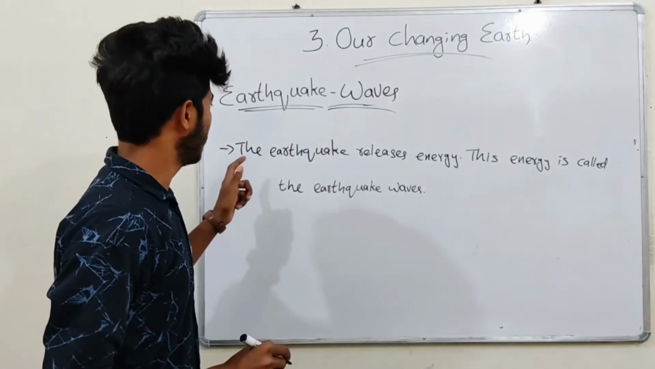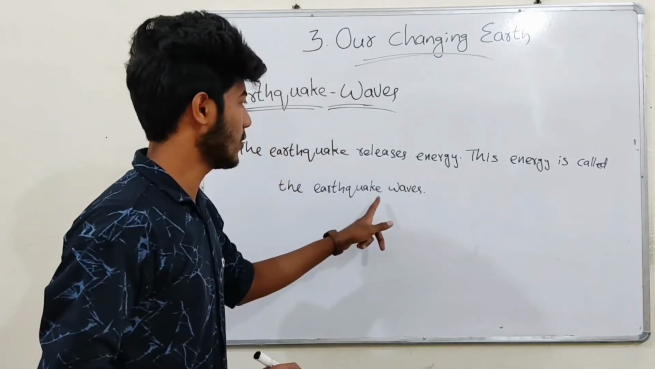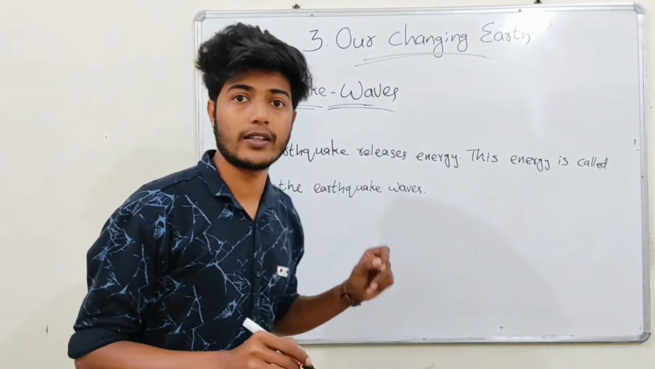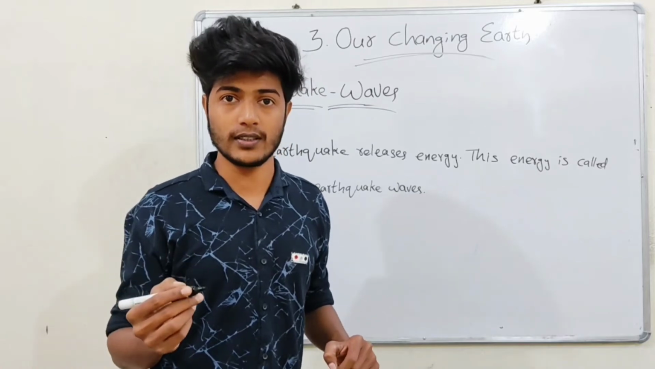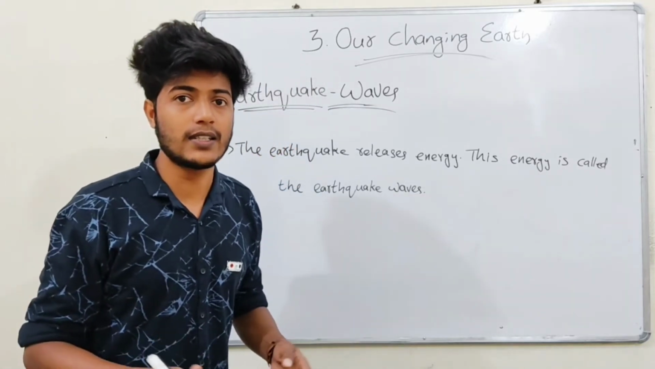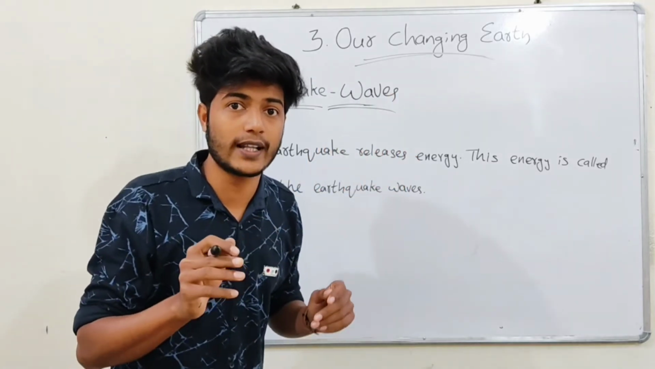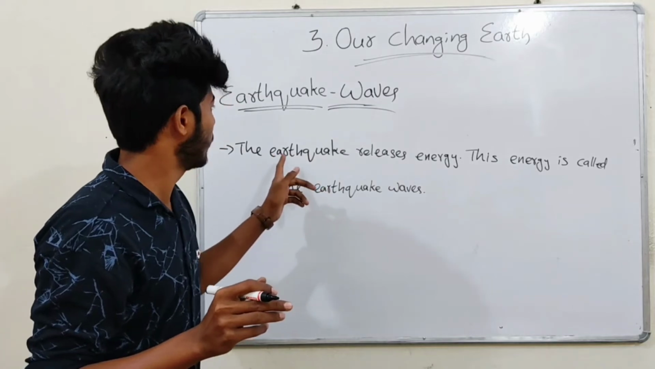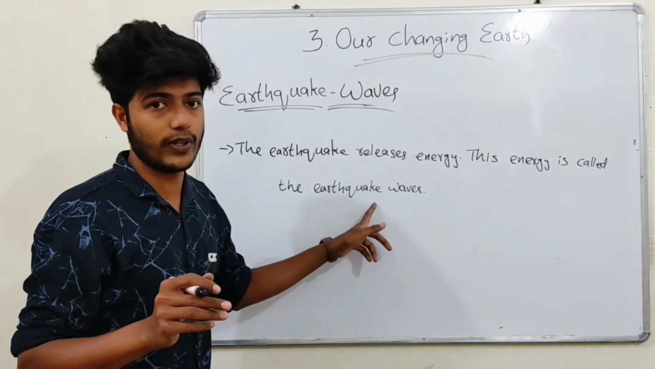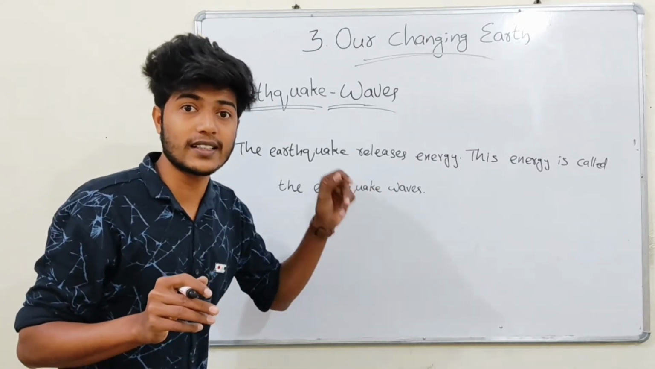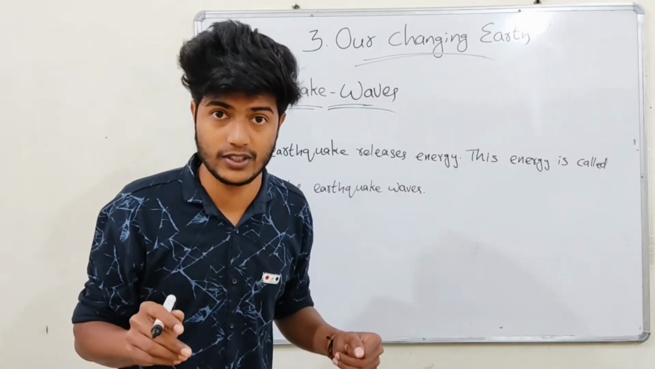Earthquake waves. The earthquake releases energy. This energy is called the earthquake waves. I said earthquake is happening inside the earth. The point where it starts is the focus. When an earthquake happens, it will release energy. There will be vibrations. These are called earthquake waves. These waves reach the surface and cause destruction, cause damage.